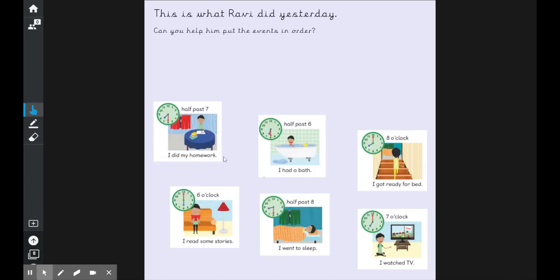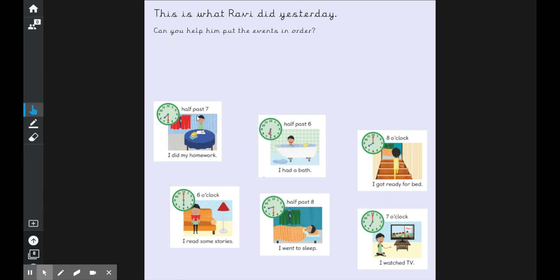Okay, our friend Ravi has told us everything that he did yesterday. And as well as giving us the activities, he has told us the time that he has done them, but he has not put them in order. So our challenge is to order the activities that Ravi did yesterday. So let's get started. Can we see any there that we think might be maybe the first or the last things that he did? Looks like these are everything he did in the evening.